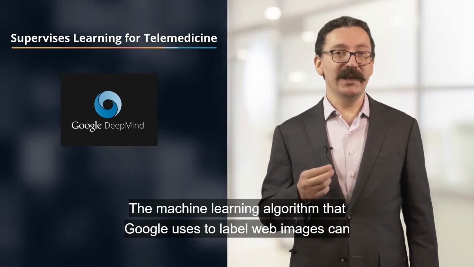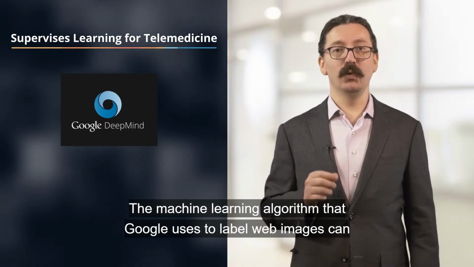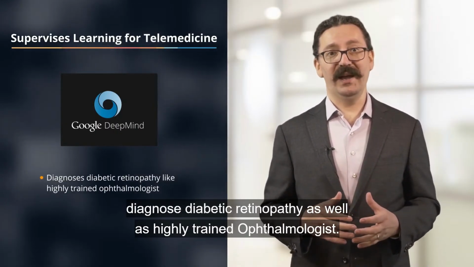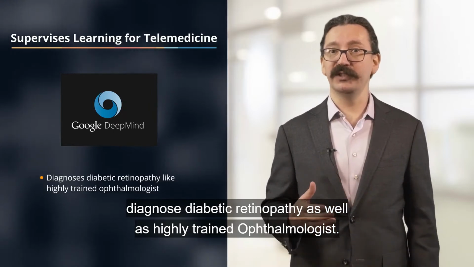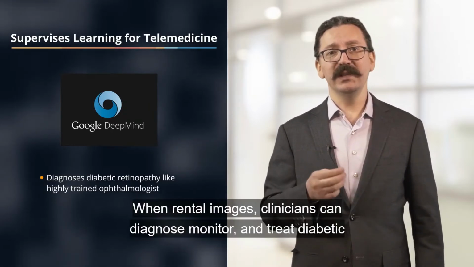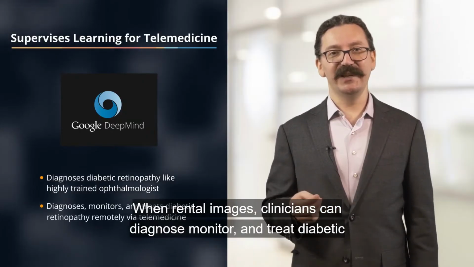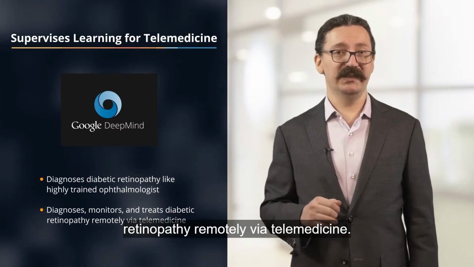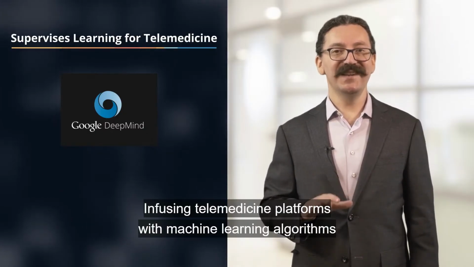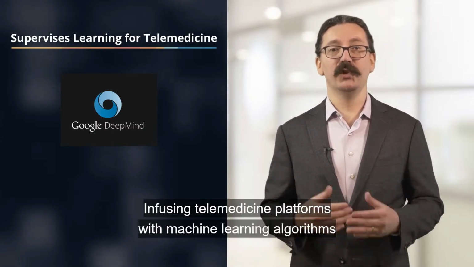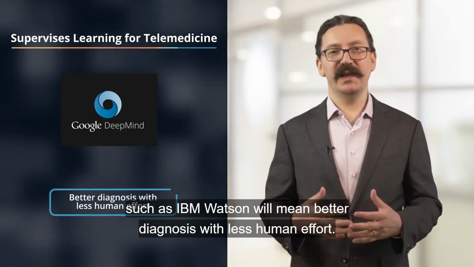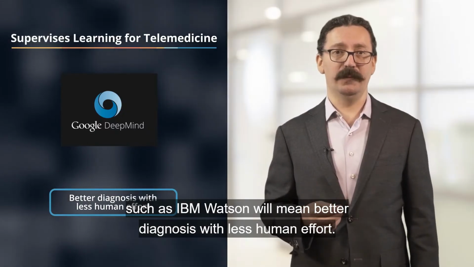The machine learning algorithm that Google uses to label web images can diagnose diabetic retinopathy as well as highly trained ophthalmologists. With retinal images, clinicians can diagnose, monitor, and treat diabetic retinopathy remotely via telemedicine. Infusing telemedicine platforms with machine learning algorithms such as IBM Watson will mean better diagnosis with less human effort.